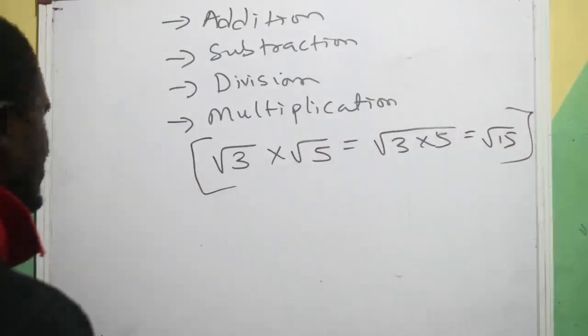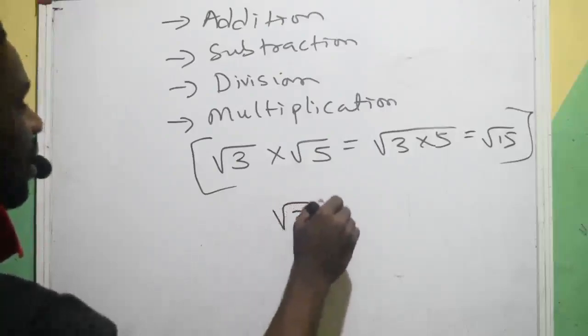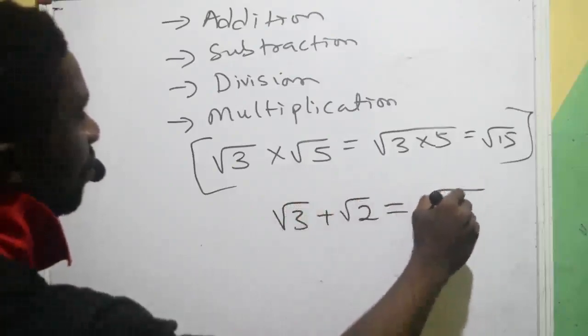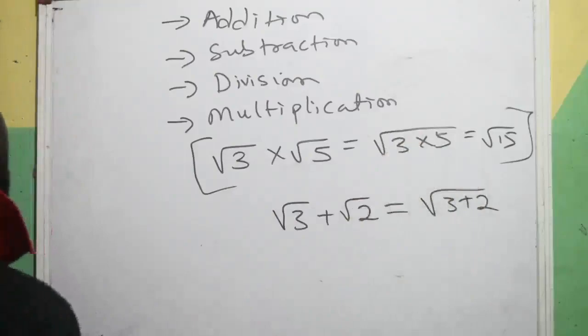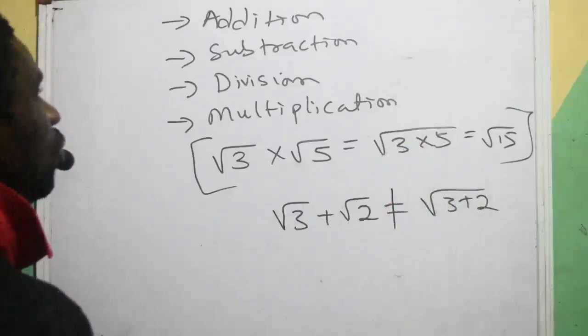But in addition and subtraction, you can never say something like this is equal with this. If you doubt me, you punch it on a calculator, you find out that these two are not equal. So be smart and be warned.